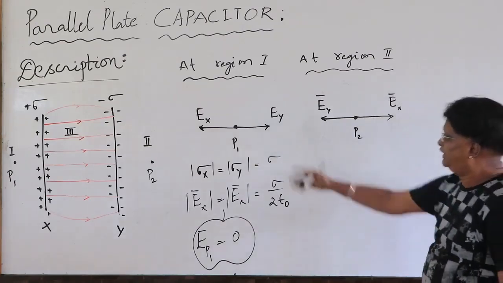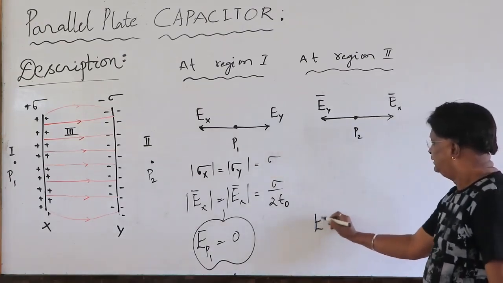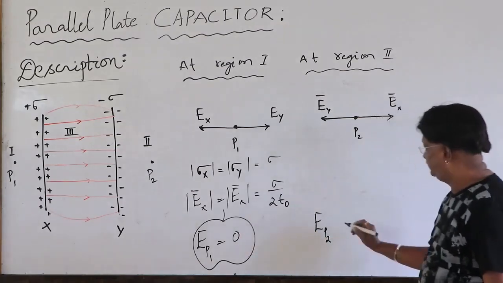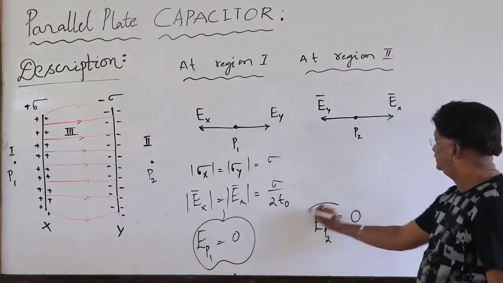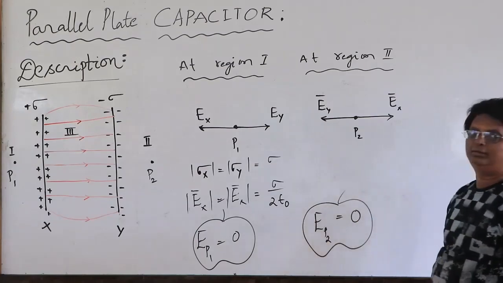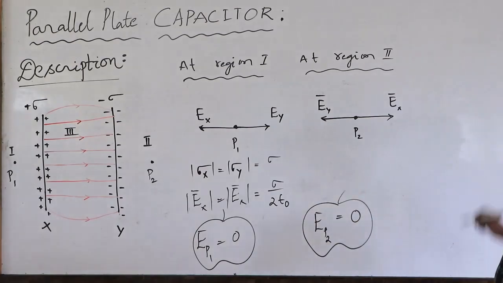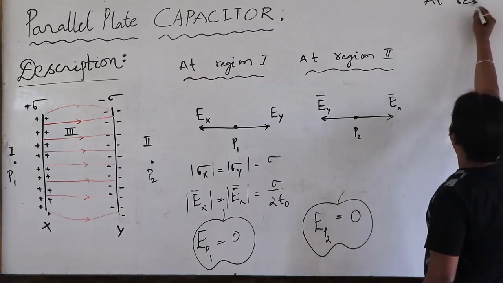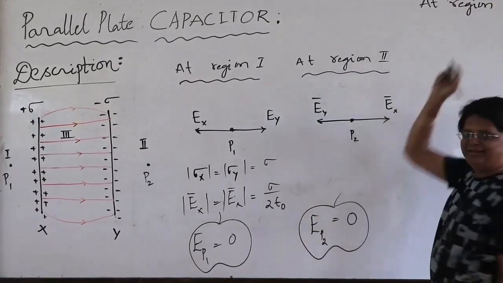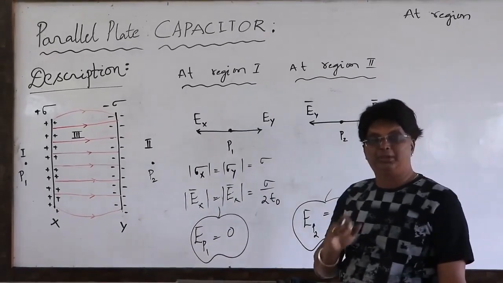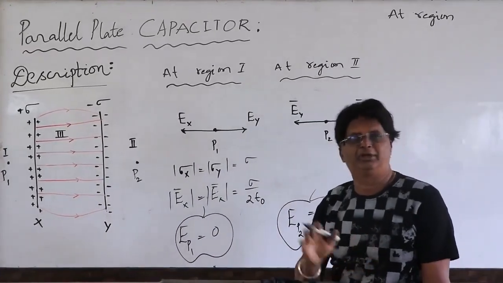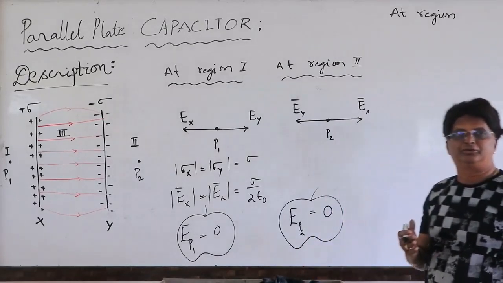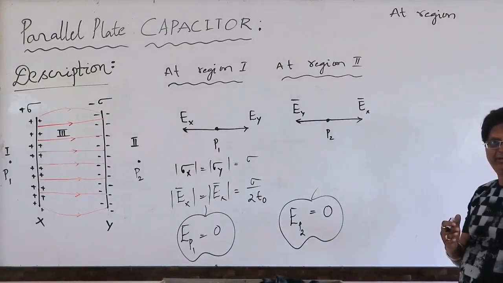This is what is P2. Same discussion: E at P2, and E at P1 is the net value, that is. E at P2 is again 0. Now what about the region 3 value? At region 3, it will be very interesting. Whatever you learn in physics is highly methodical. Nowhere will something start abruptly or end abruptly, you never find that, right?